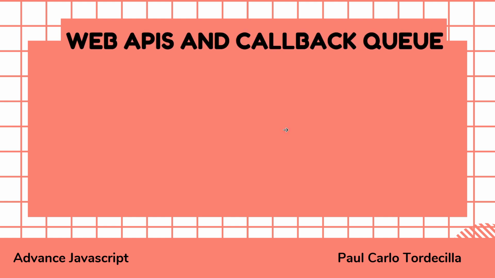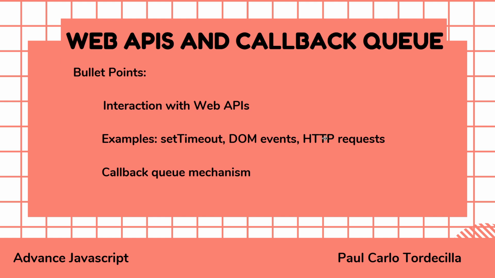Web API and callback queue. JavaScript interacts with web APIs like the DOM, setTimeout, and HTTP requests to handle asynchronous operations. When these operations complete, their callbacks are placed in the callback queue, waiting to be executed.